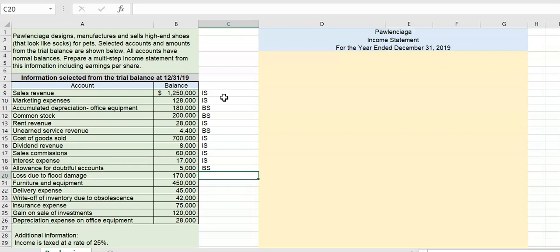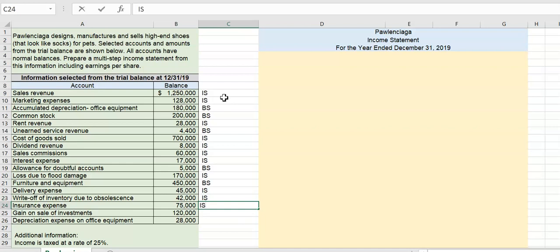Loss due to flood damage, because of that word loss, that means it's going to go in the income statement. Furniture and equipment, long-term assets on the balance sheet. Delivery expense, it's an expense on the income statement. Write-off of inventory due to obsolescence. A write-off is a journal entry in which we take down the value of an asset. So we can consider a write-off a type of loss entry, and losses are reported on the income statement.